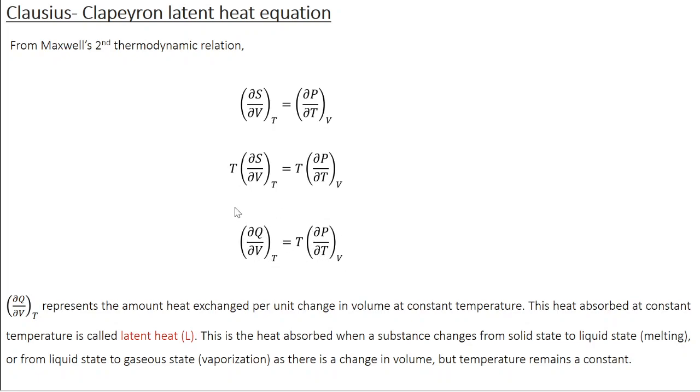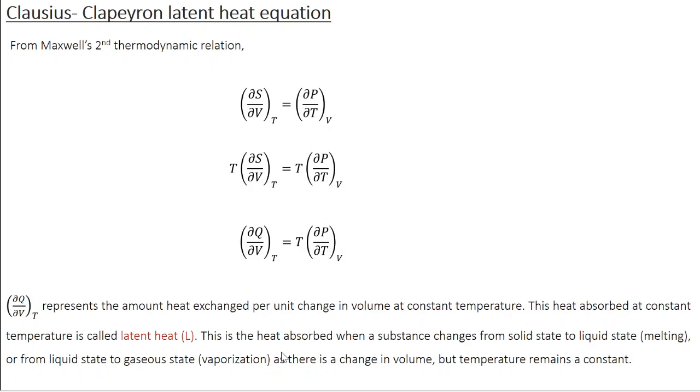Now what's the physical meaning of this equation? If you look at the left hand side, ∂Q/∂V at constant temperature represents the amount of heat exchange per unit change in volume at constant temperature. So this heat absorbed at constant temperature is known as latent heat. We have discussed about it in one of the previous classes, right?